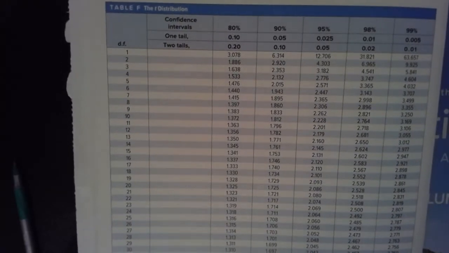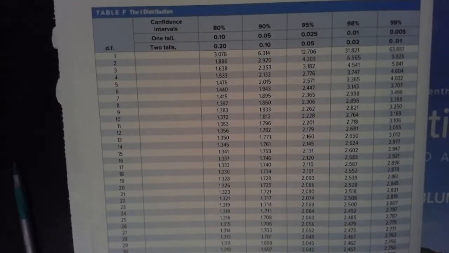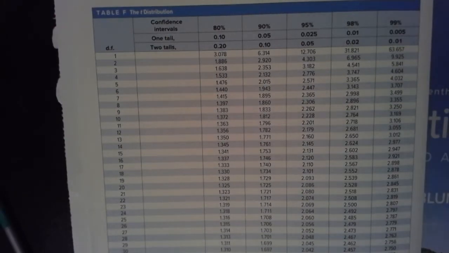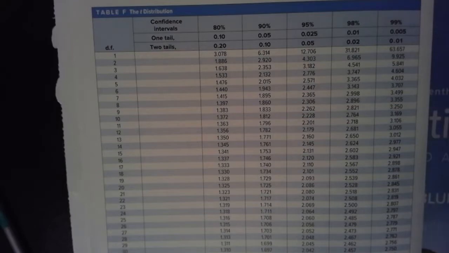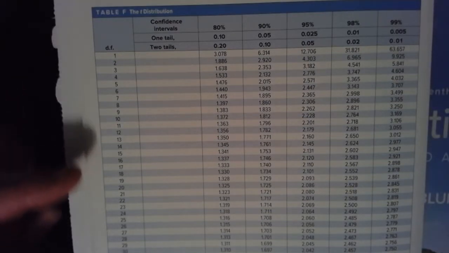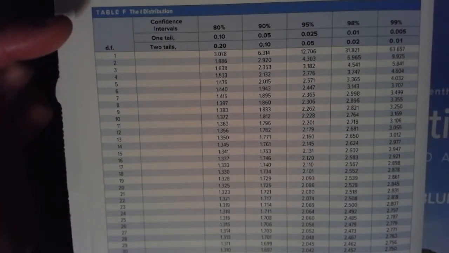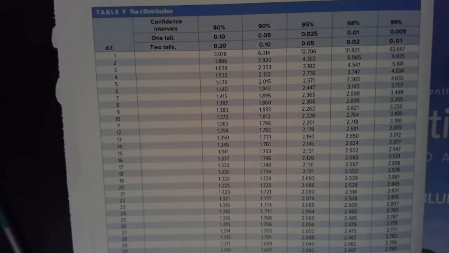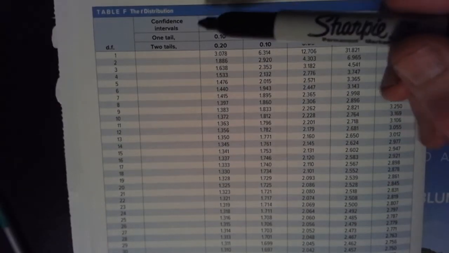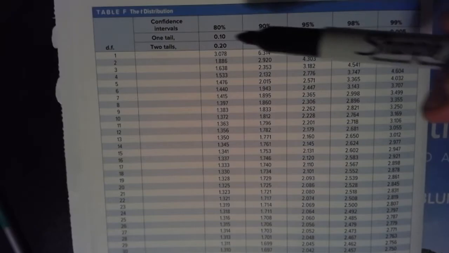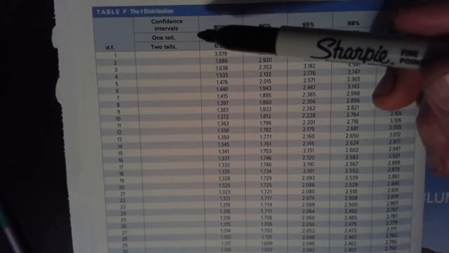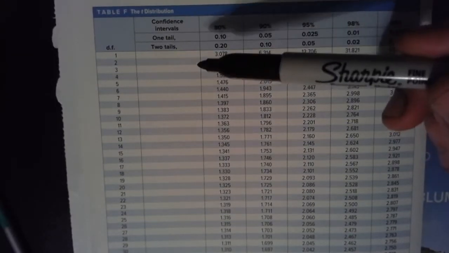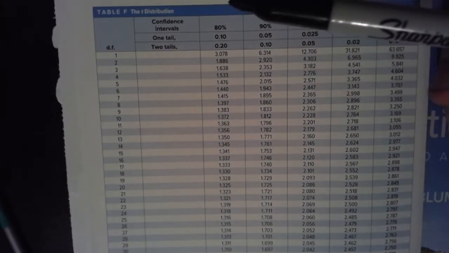Okay, so here is a copy of Table F in our textbook. It's Table F, the t distribution. Along the side here we have df, right? So that's our column for degrees of freedom. And then across the columns at the top, there are various different sub-designations.